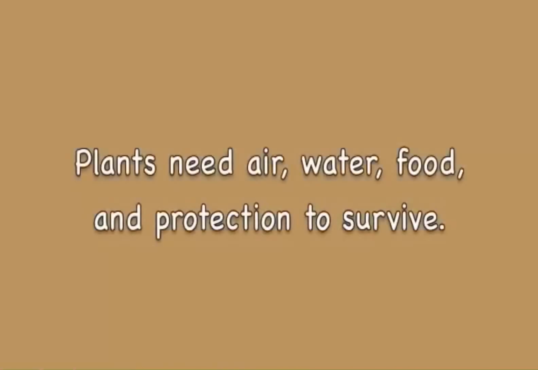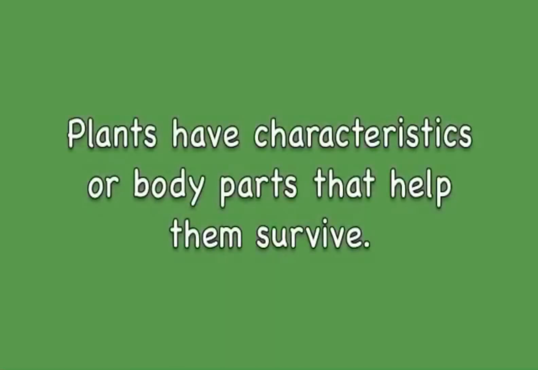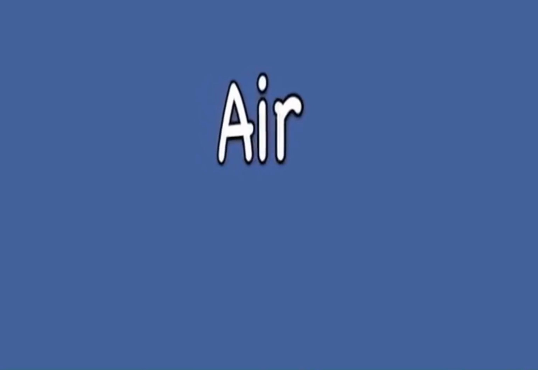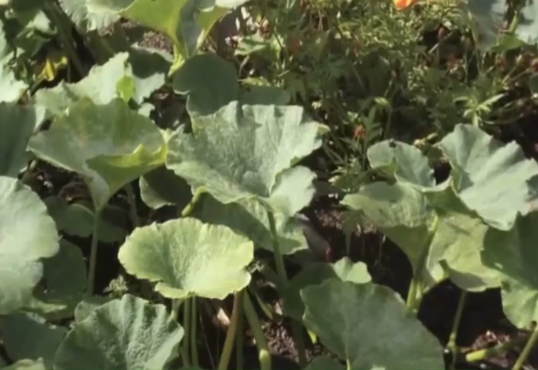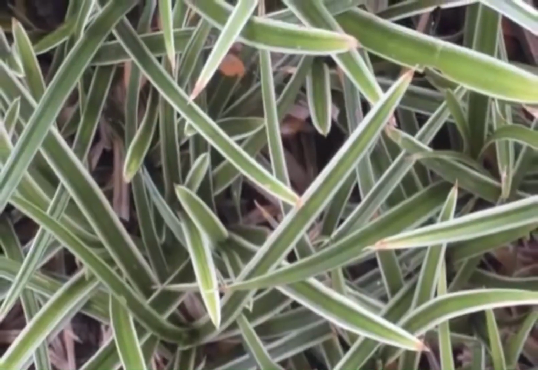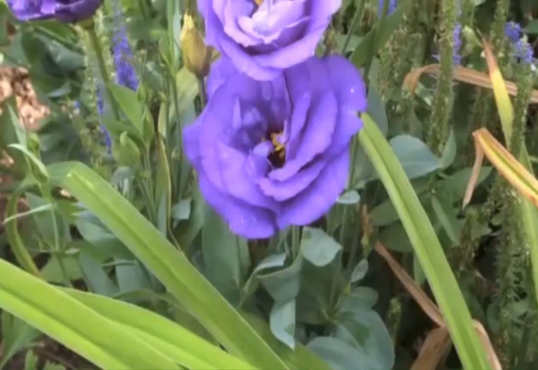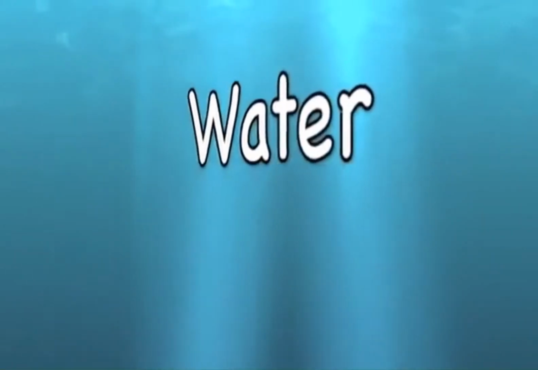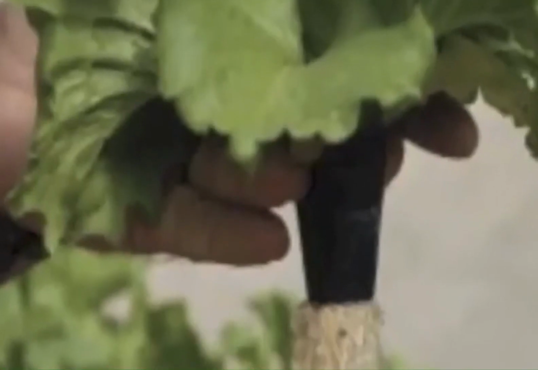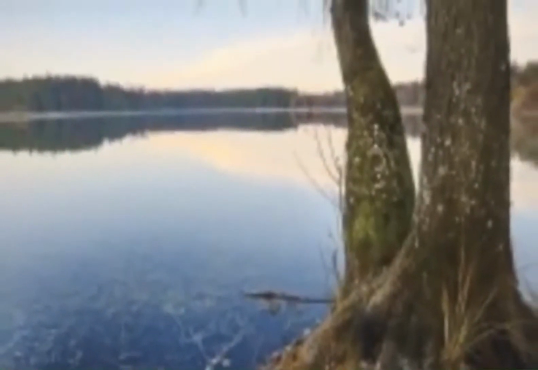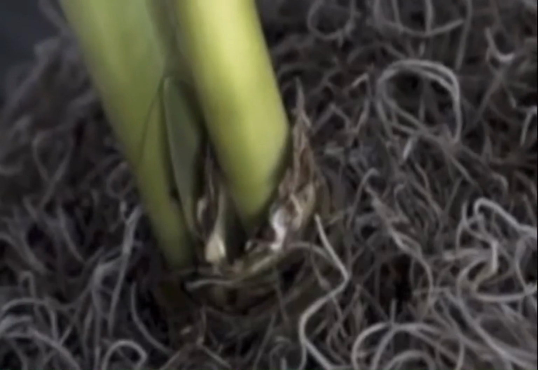Plants are like animals. They need air, water, food, and protection to survive. They also have characteristics or body parts that help them meet these needs. For air, plants use their leaves. In their leaves are tiny little holes that allow the air to come in so they can breathe. For water, plants use their roots. Roots are like straws for these plants. They absorb the water, they suck up the water from the dirt, and bring the water to the different parts of the plant, the stem, the leaves, and the flower.